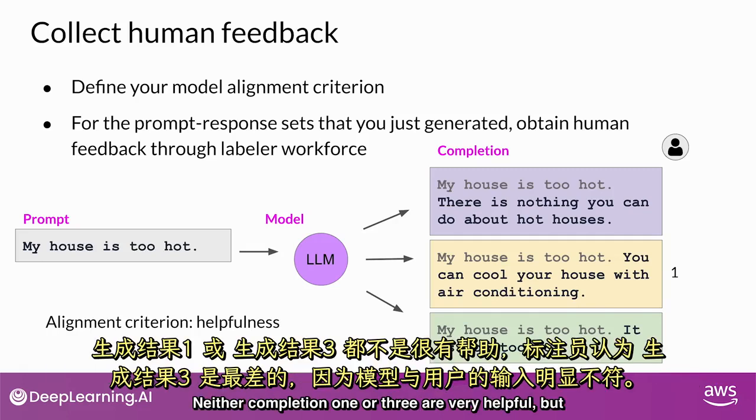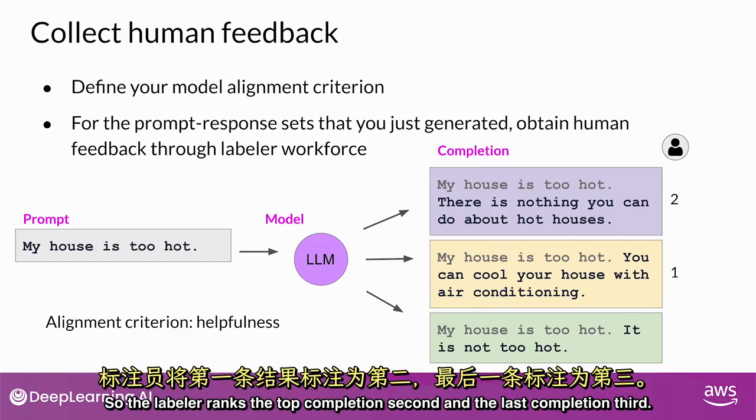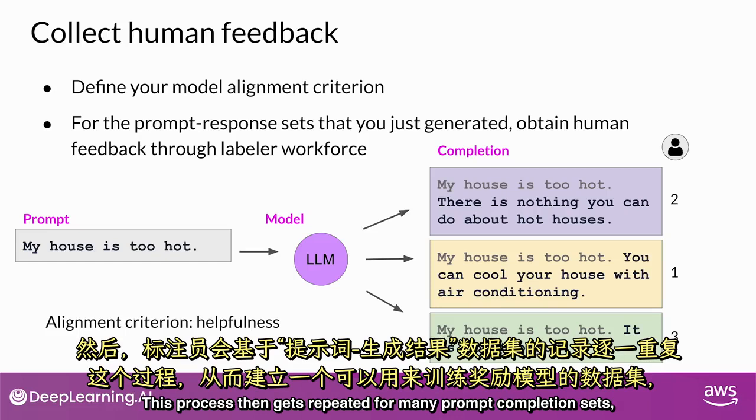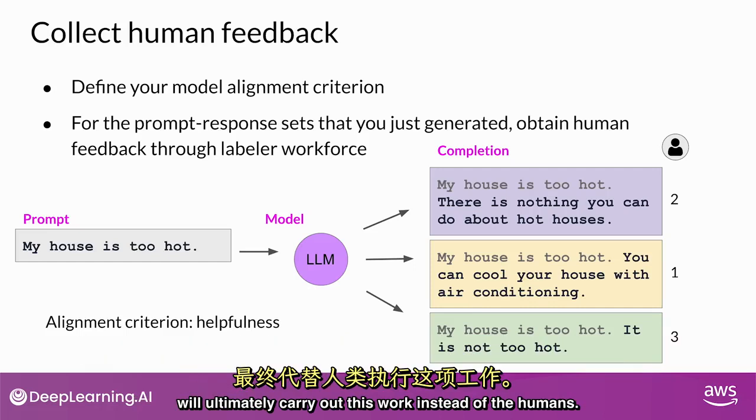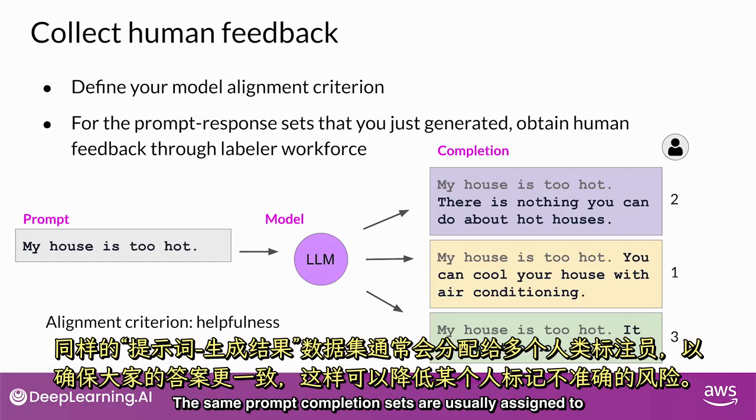Neither completion 1 or 3 are very helpful, but maybe the labeler will decide that 3 is the worst of the 2 because the model actively disagrees with the input from the user. So the labeler ranks the top completion second and the last completion third. This process then gets repeated for many prompt completion sets, building up a data set that can be used to train the reward model that will ultimately carry out this work instead of the humans.